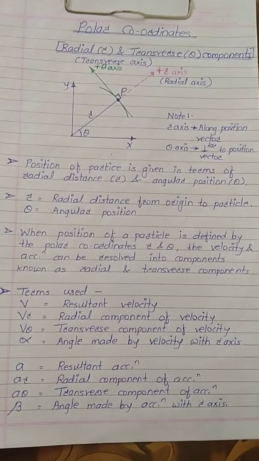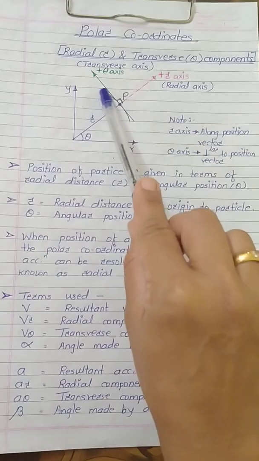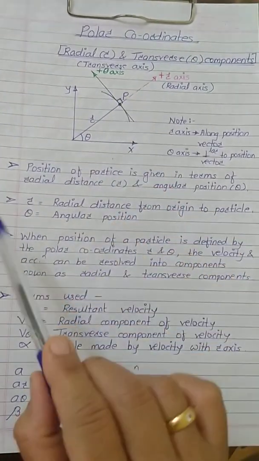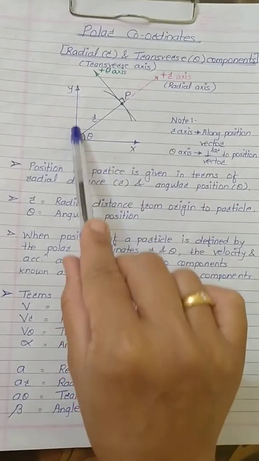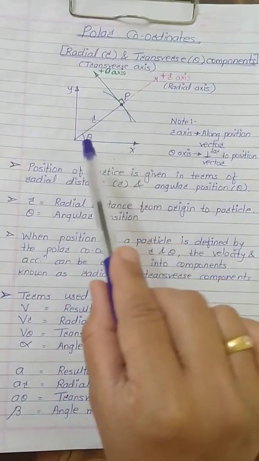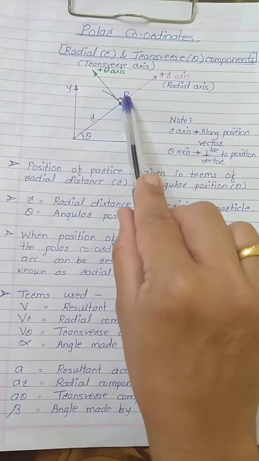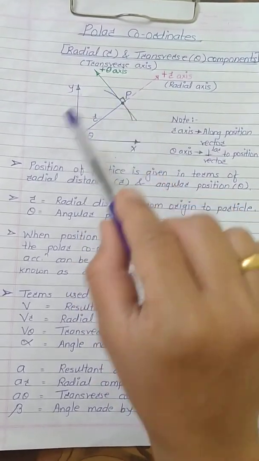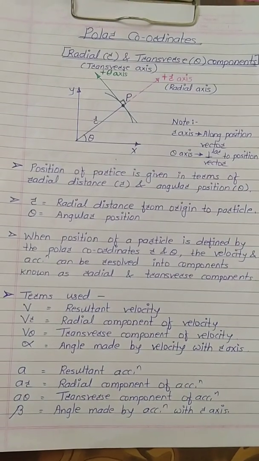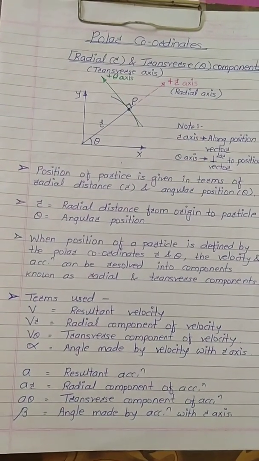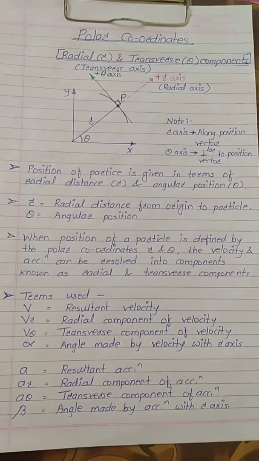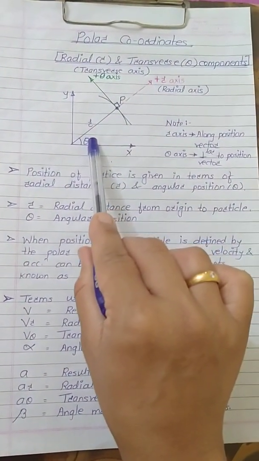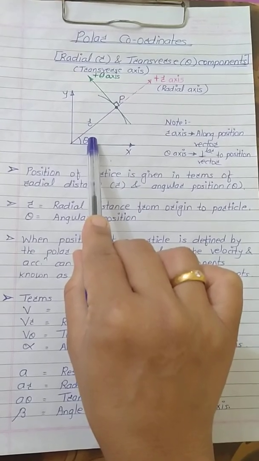Now let us say the particle P is on a curved path at a distance r from the origin. So this is x and y axis, and with respect to this origin, particle is at a distance of P, and here r is a radial distance from origin. It is not vector, it is radial distance, and its position is given by angular position as theta.